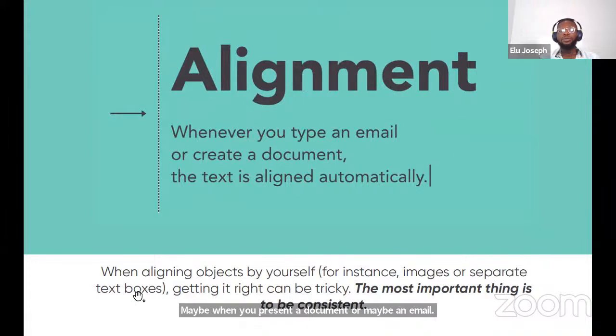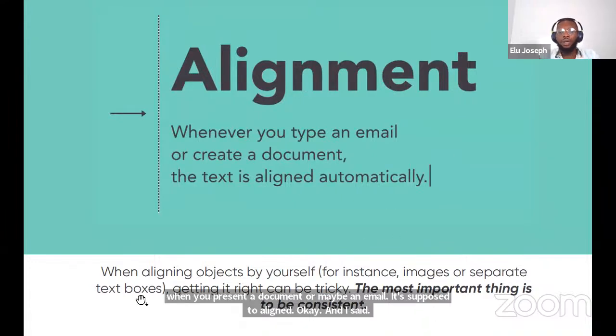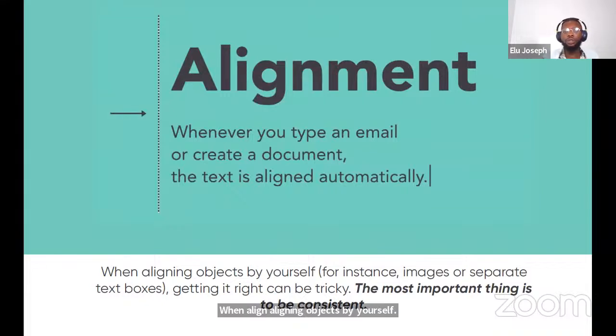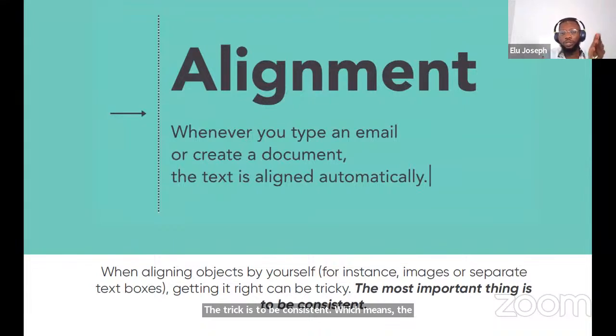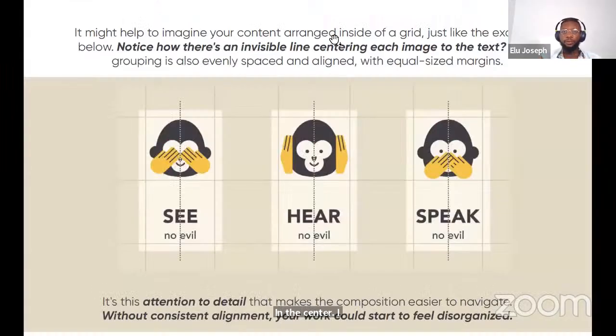Okay, and I said when aligning objects by yourself, remember text is auto-aligned. Now, when you want to align other objects by yourself, the trick is to be consistent, which means if you use center alignment for the first one, just continue and align everything in the center, which is how we got to here. Right?